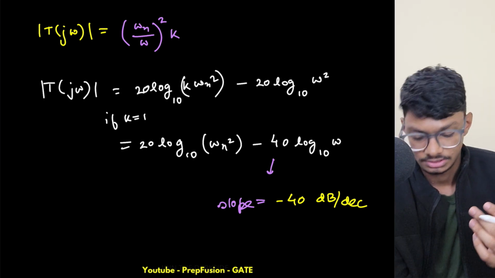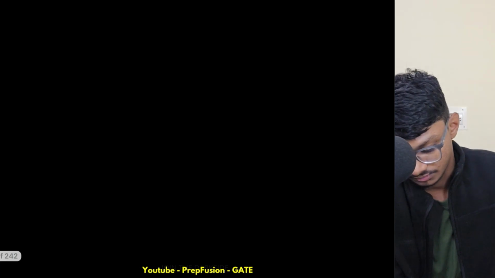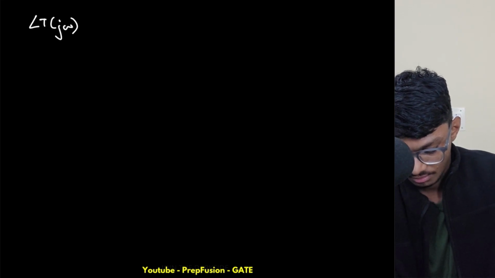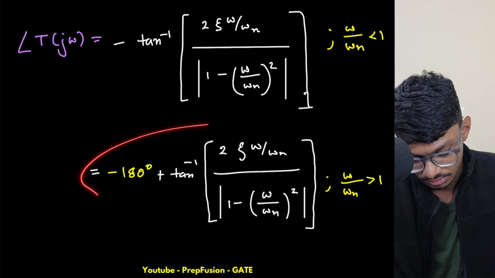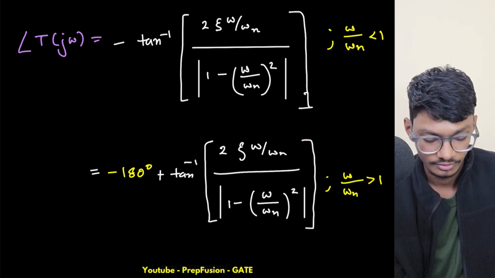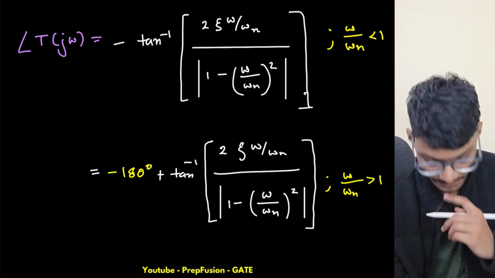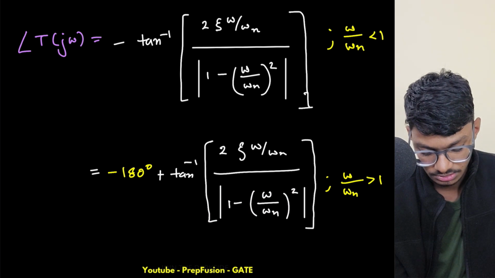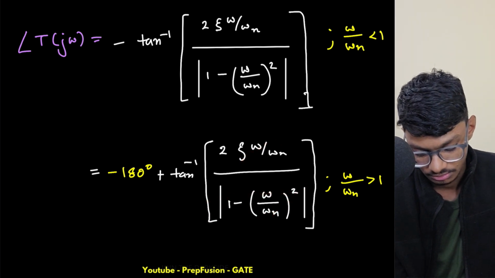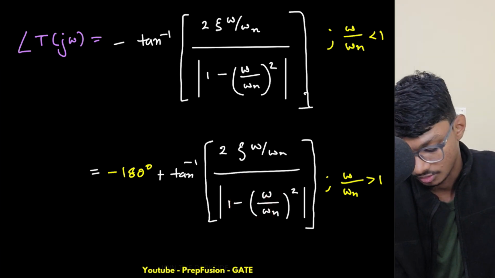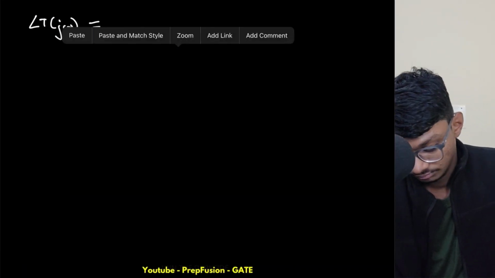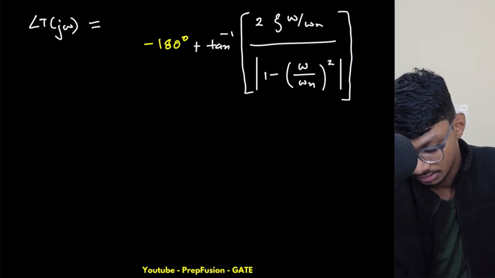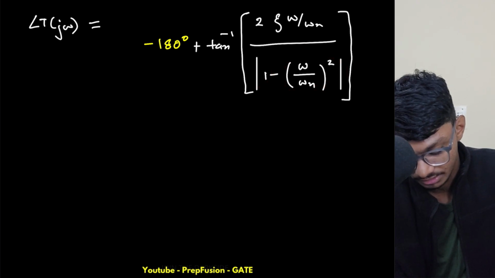Now what's next? What is the phase? The phase for T of j omega. Now what expression will we use? We will use this one, because omega by omega n is much greater than 1. Let me copy this one. What is happening here is we can approximate this, because this is much higher than this one, so we can write only this.